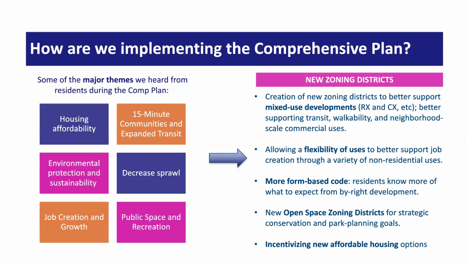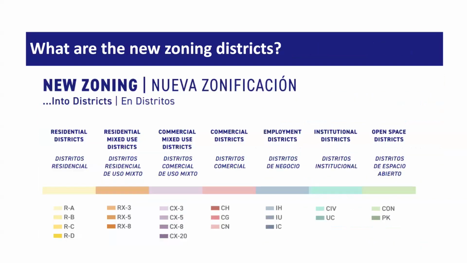As Lisa mentioned, we're shifting towards a form-based code, so the residents know more of what to expect from development, even when it's by right, which is to say when it doesn't go before council or another board. We've created new open space zoning districts to work on those strategic conservation and park planning goals that we have through the comp plan. And we're also going to be incentivizing new affordable housing options. And I'll talk a little bit more about all of that as we keep on going.